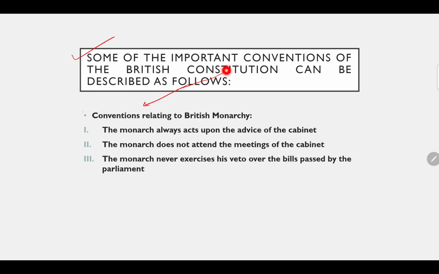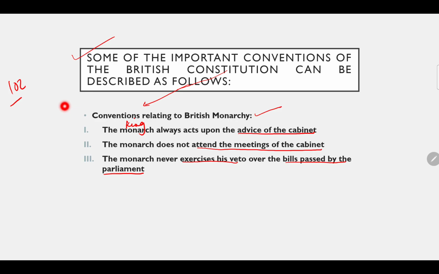Number 1. In your book, on page number 102, there are multiple points, 6 points altogether, but I will be discussing just 5, or 2 or 3 points. Conventions relating to the British monarchy. The monarchy means the king. The king always acts upon the advice of the cabinet. The monarch does not attend the meetings of the cabinet. The monarch never exercises his or her veto over the bills passed by the Parliament.